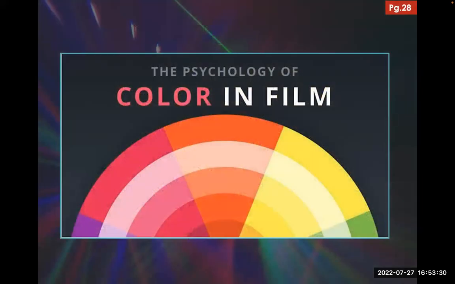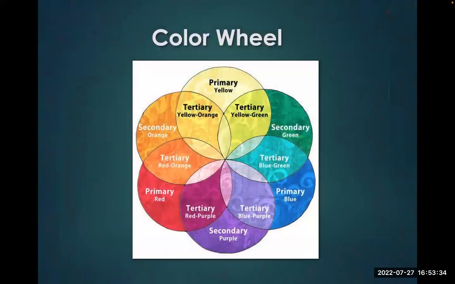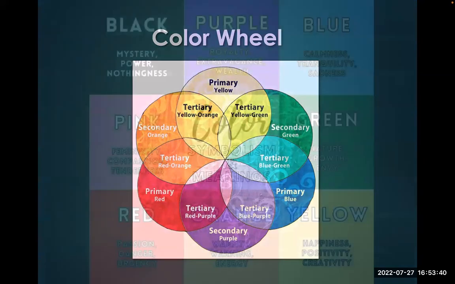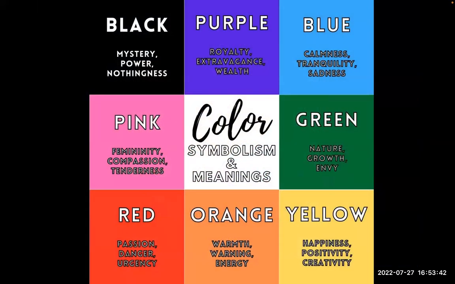So now we're moving on to a discussion of color and the psychology of color in film. We have the basic color wheel. I'm sure you guys know most of these if you've taken an art class. And we say that color conveys different emotions. You may not agree with all these, but some of these make a lot of sense.